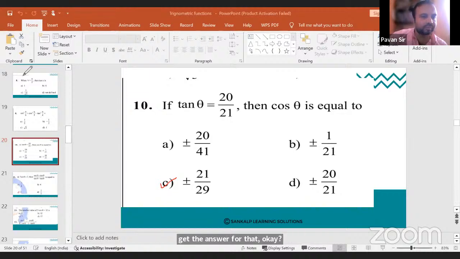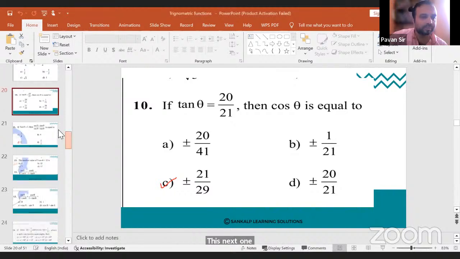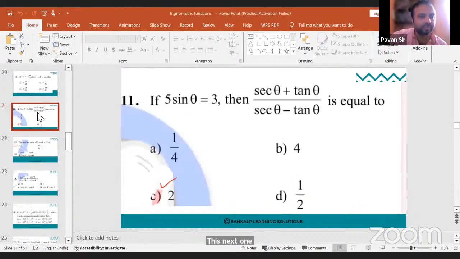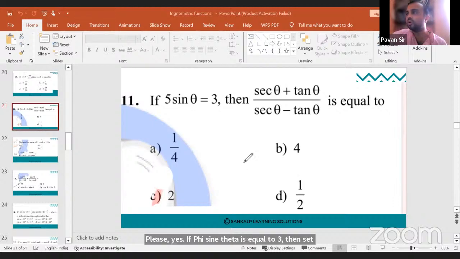Next one. Yes. Try this, all of you, please. If 5 sin theta is equal to 3, then sec theta plus tan theta upon sec theta minus tan theta is what? Yes, YouTube students, try this.